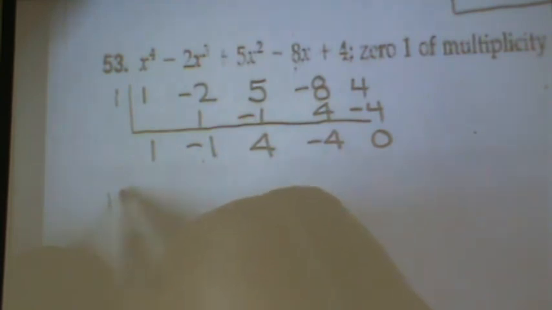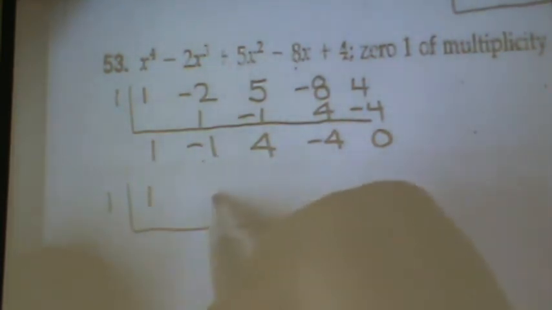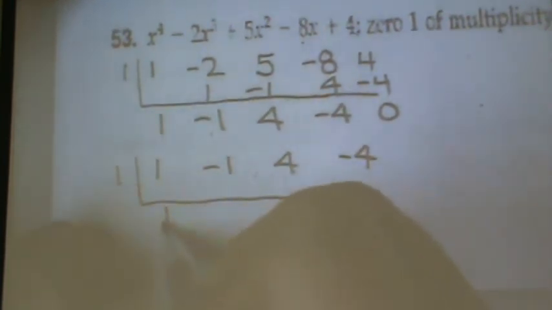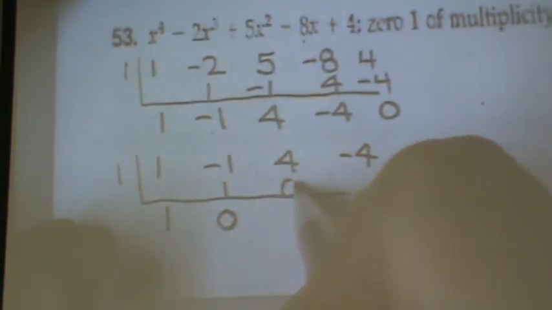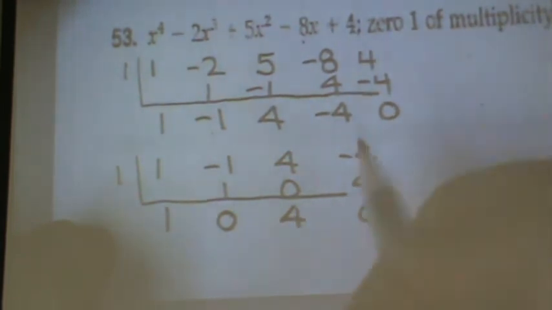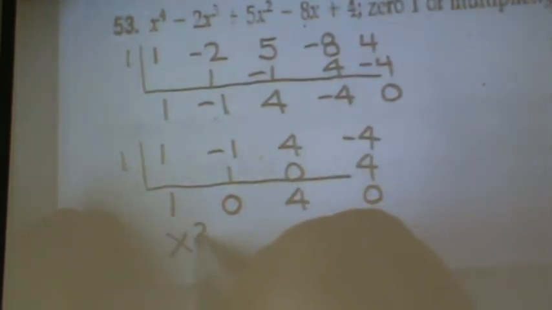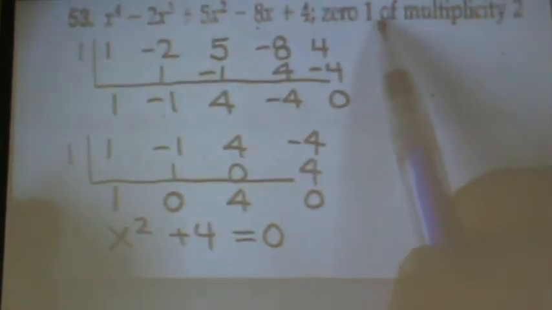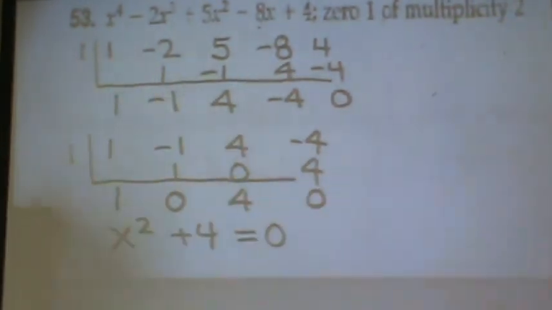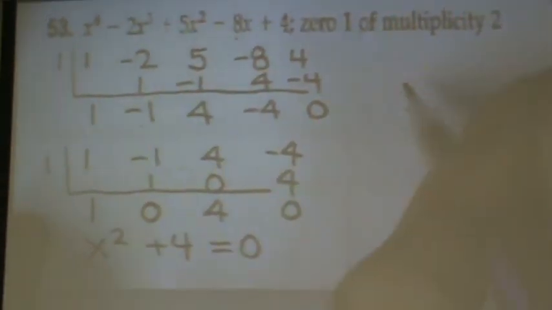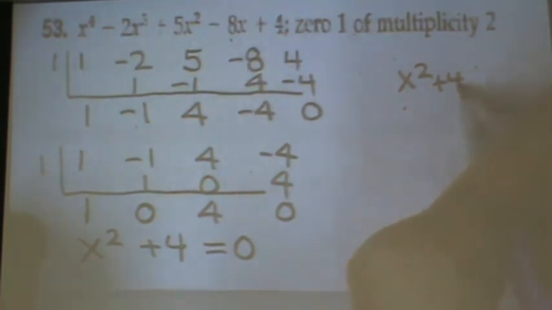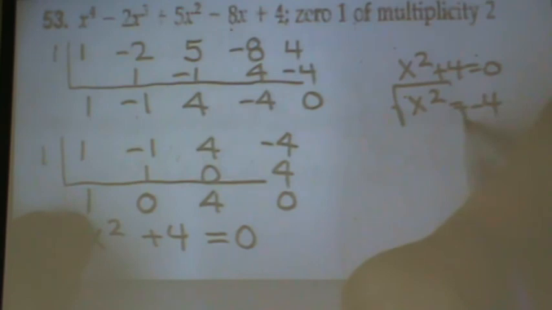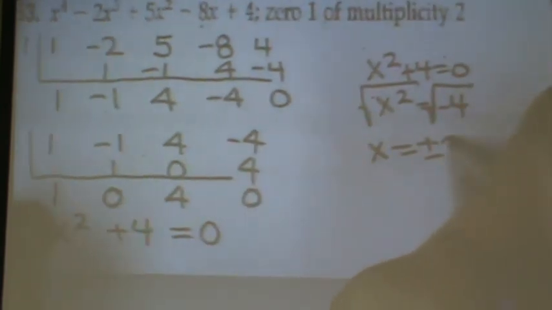Now take a 1 out of this again. You have 1, negative 1, 4, and negative 4. Bring down the 1. 1 times 1 is 1. You're going to add. Multiply, add, multiply, you get another 0. So what's left here? Now this is x squared plus 4. So now you're going to find the other two zeros, because the multiplicity of 1 was twice, it happened 2 times. So now how do you find these two answers? You're going to set x squared plus 4 equal to 0, subtract 4, and square root. Your other two answers are plus or minus 2i.